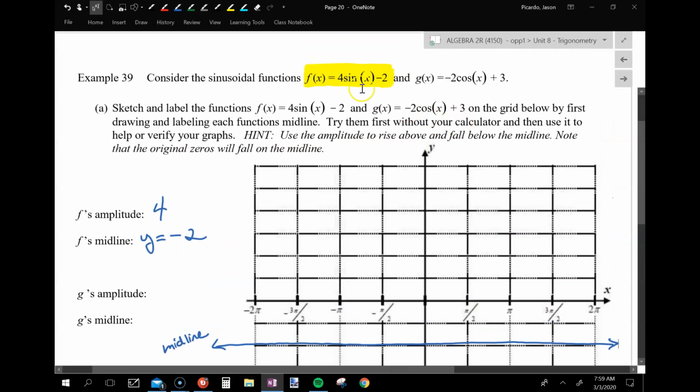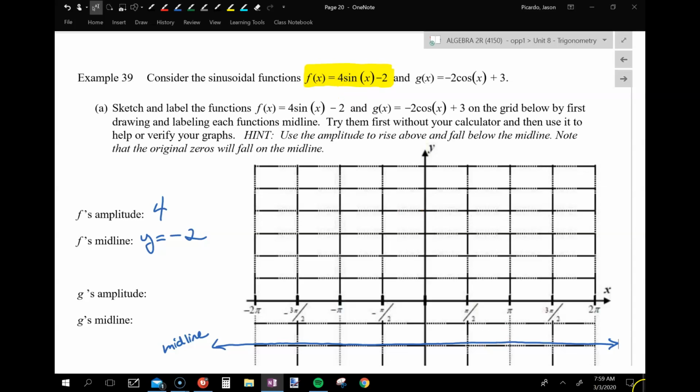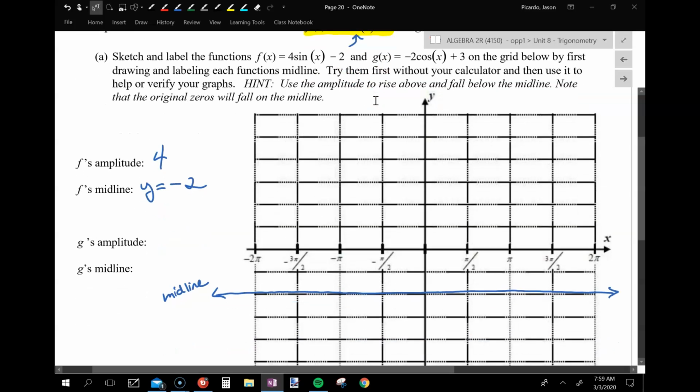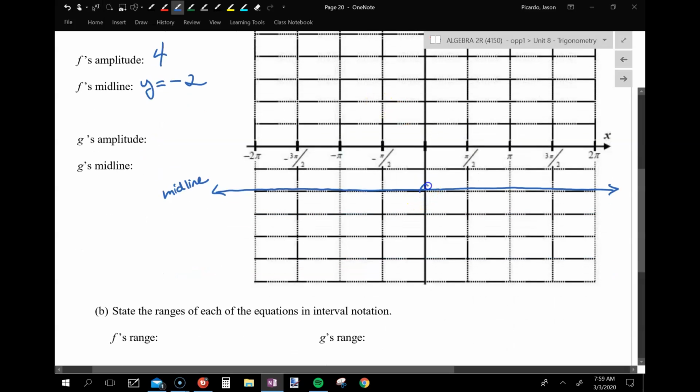Now, this is what kind of a curve? This is a sine curve, right? Where does a sine curve begin? At 0 or 1? At 0. Now, what I'm going to do is pretend my midline is 0. Everybody hear what I just said? I'm going to pretend like this is my 0.